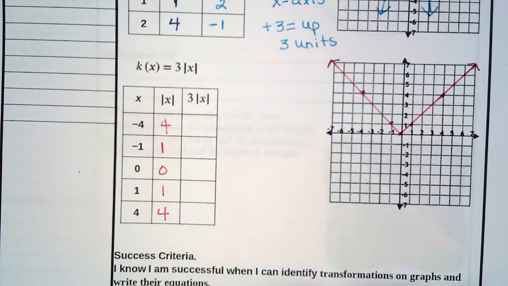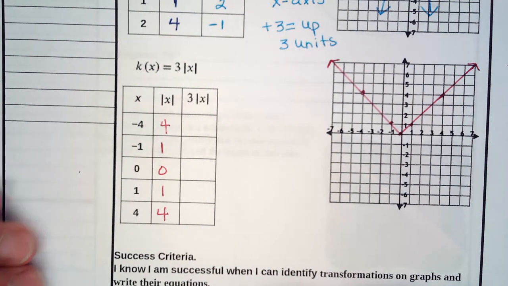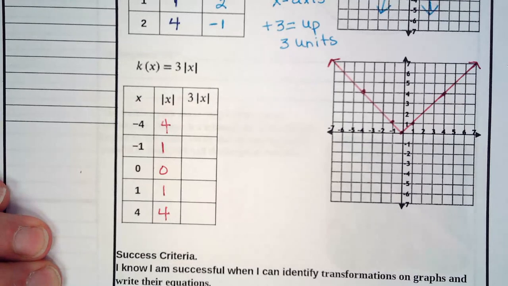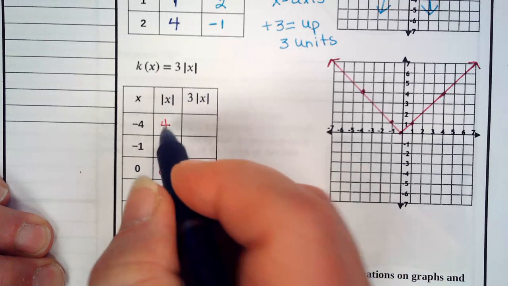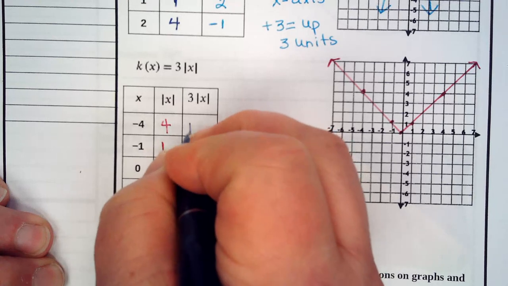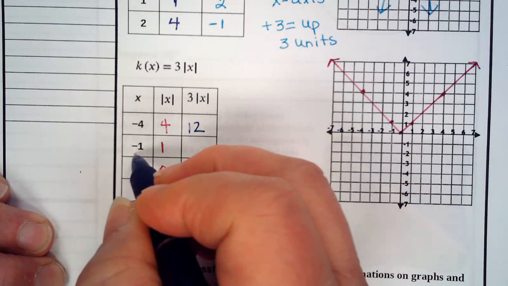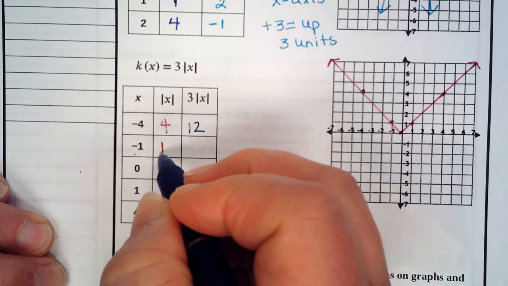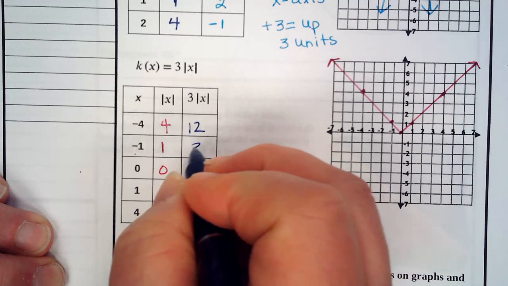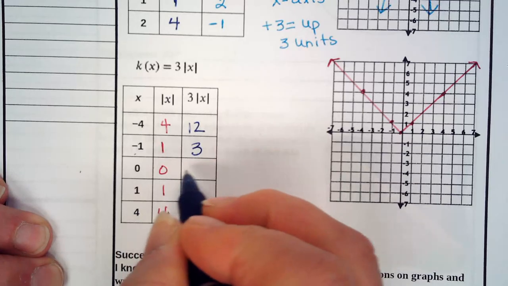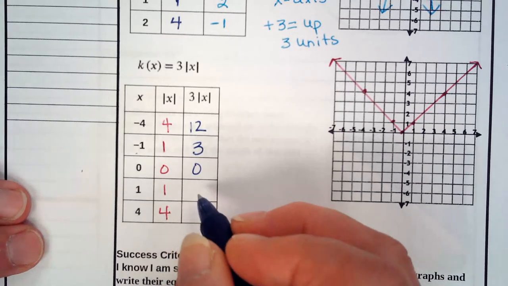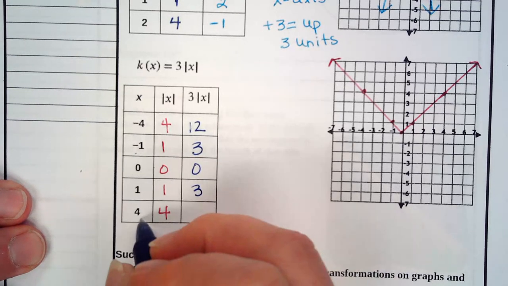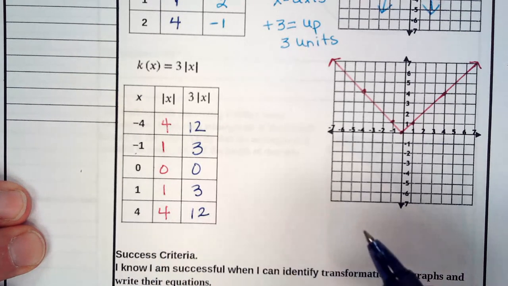Now, what happens when I multiply by 3? Okay, so the absolute value of negative 4 is 4. 3 times 4 is 12. The absolute value of negative 1 is 1. 1 times 3 is 3. And then 0, 3 times 0 is 0. Okay, absolute value of 1 is 1 times 3 is 3. And once again, you end up with the 12.